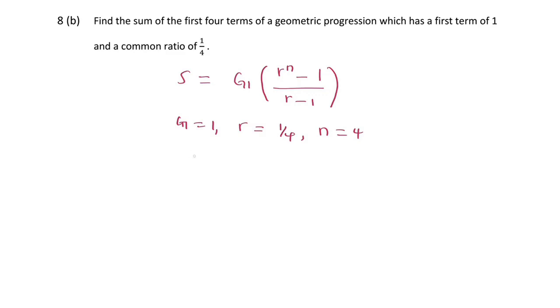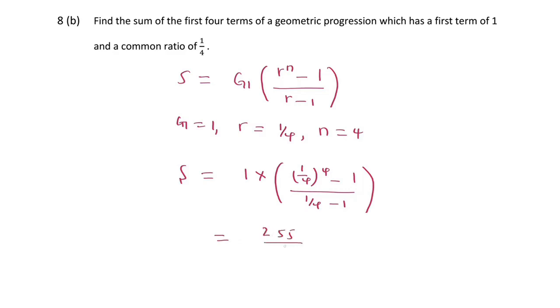Now let us substitute these values into our formula. Our equation is going to be sum equals 1 times, in brackets, 1 over 4 power 4 minus 1, over 1 over 4 minus 1. After solving the values we are going to have sum equals 255 over 192, and this is going to be our answer.